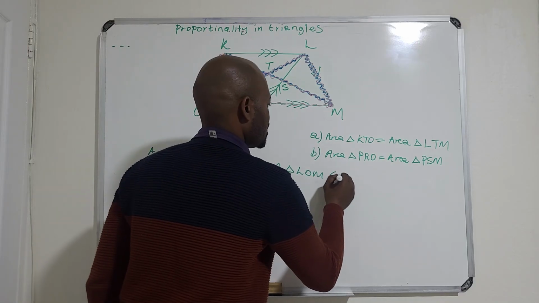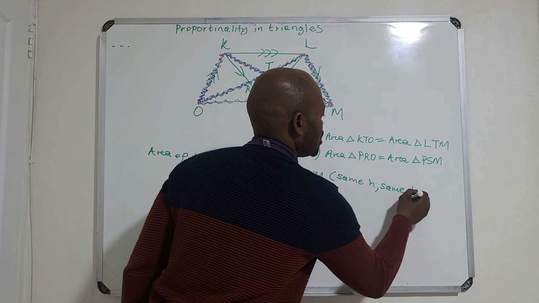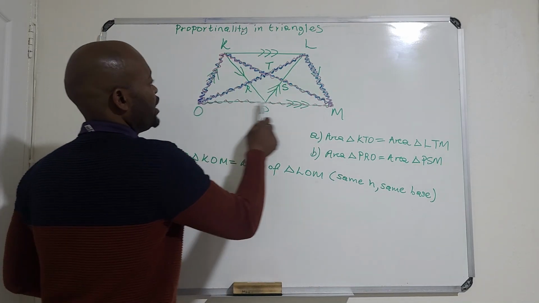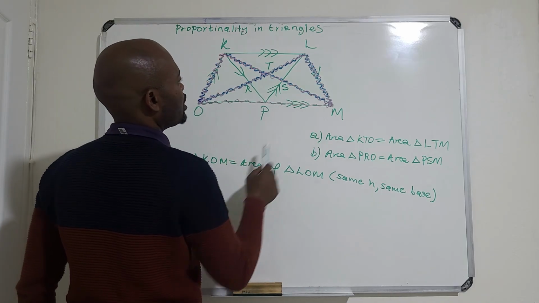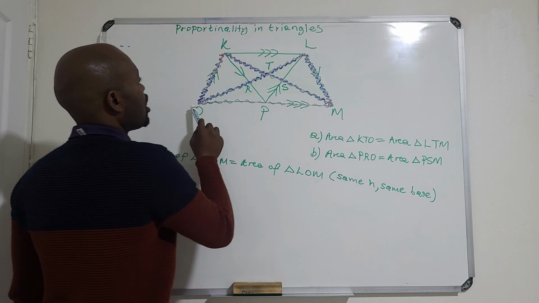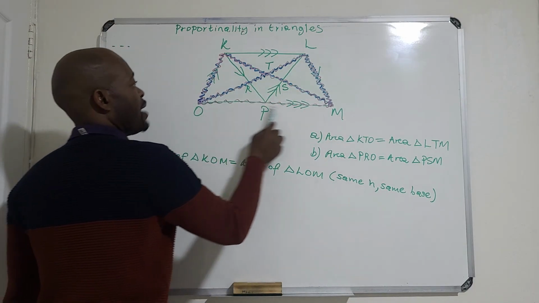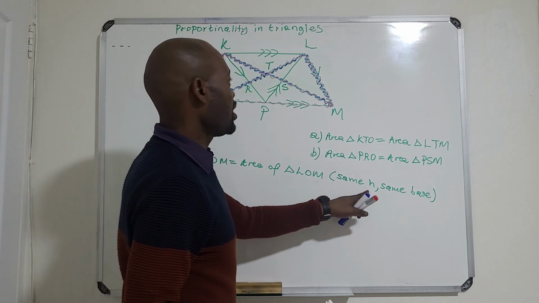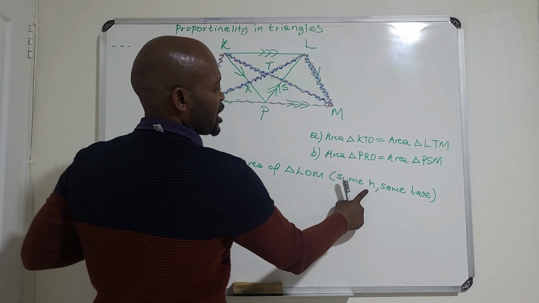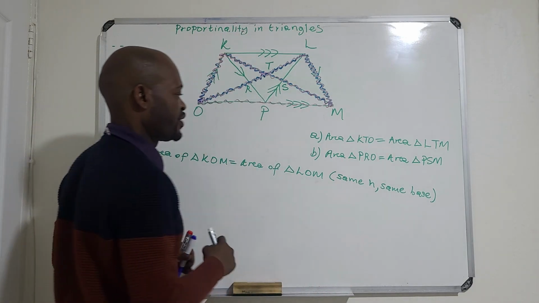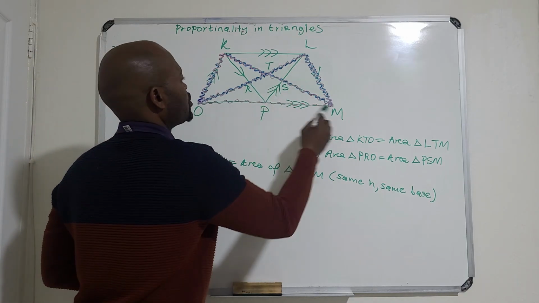They have same height, same base. You can see that the base of this triangle is OM. Also, the base of this triangle, which is LMO, is OM. Therefore, they've got the same height because they are between two parallel lines, and they also have the same base. That is why this triangle is equal to that triangle there.